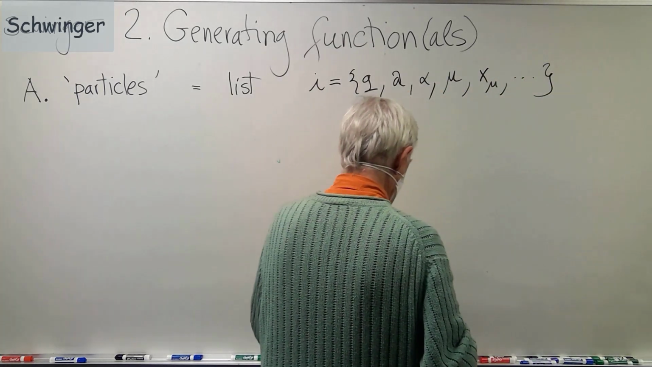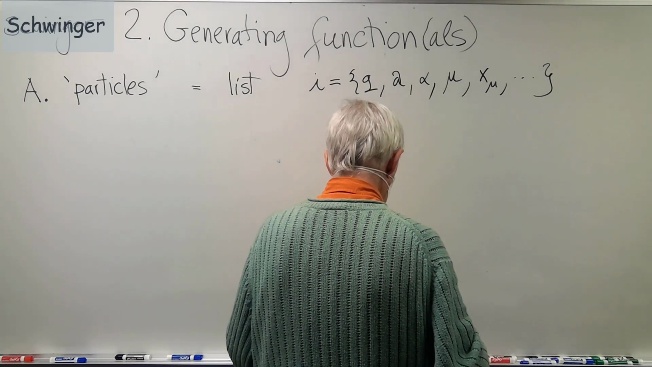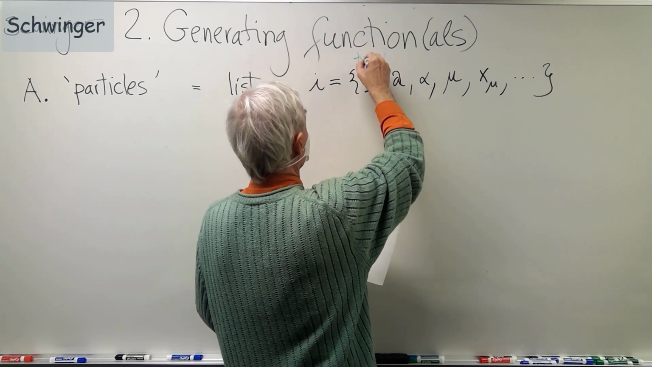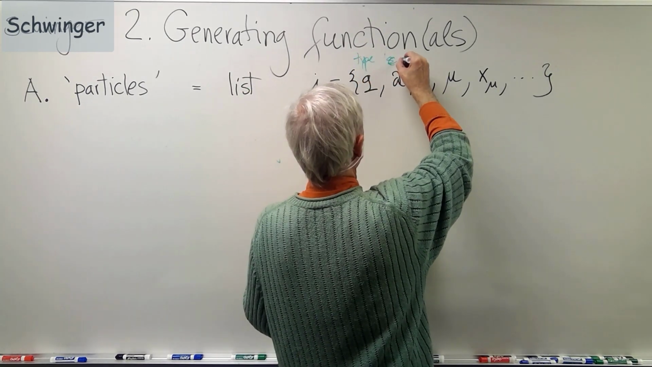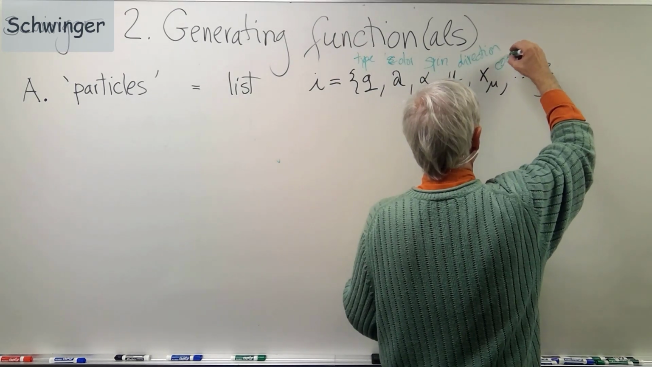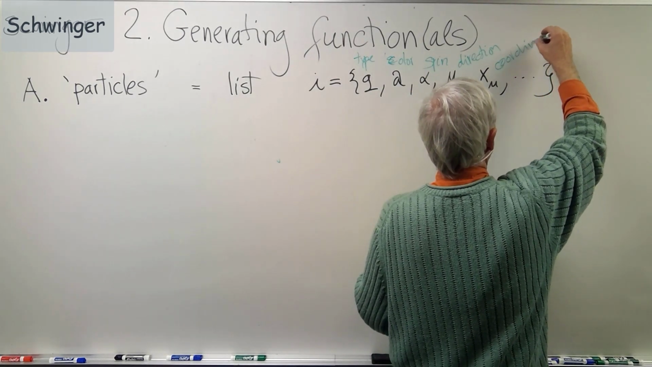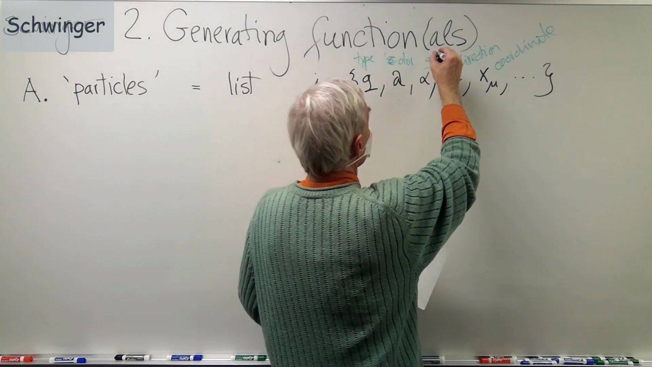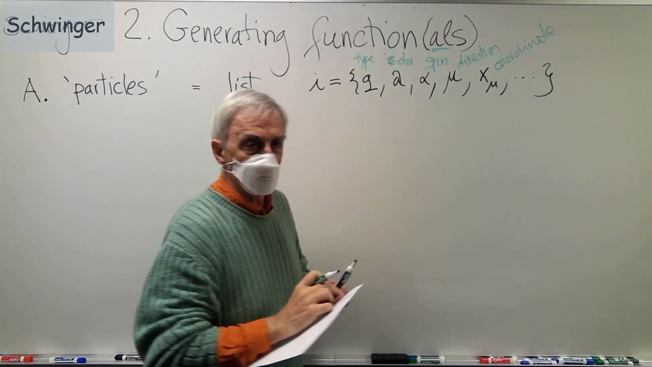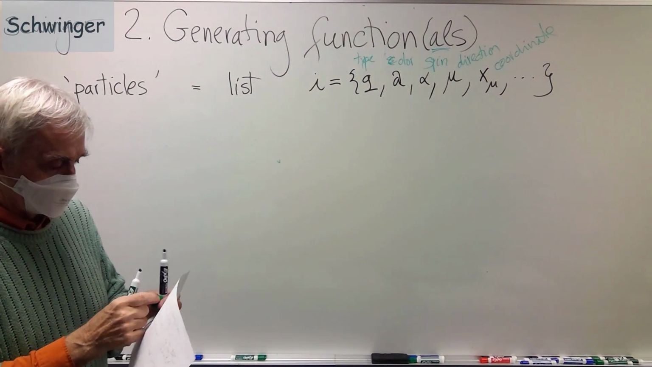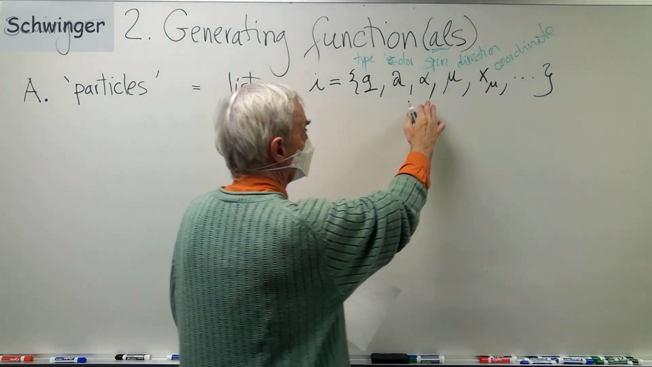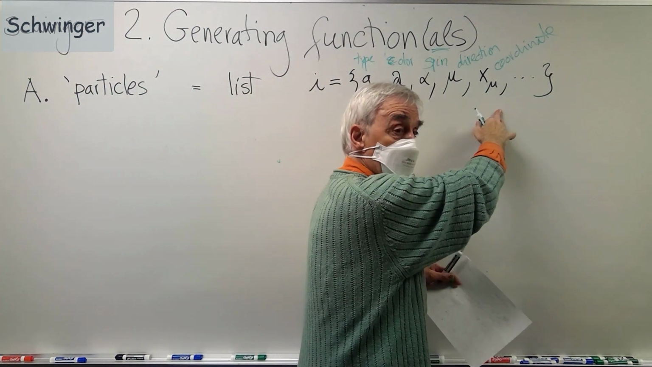So when I define a theory, I define all these things: what kind, type, color, spin, direction, coordinate. We call this a functional because some of these things are discrete, some of them are vectors with finite range, some of them are discrete with infinite range, some of them are continuous.